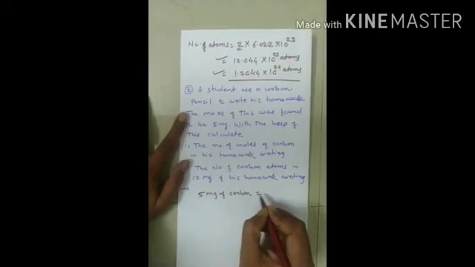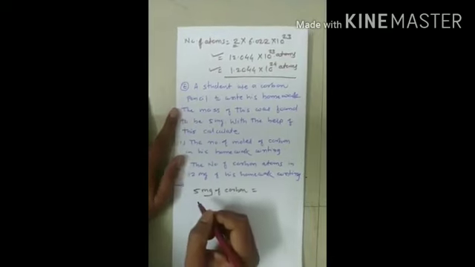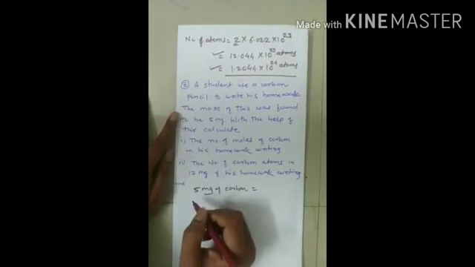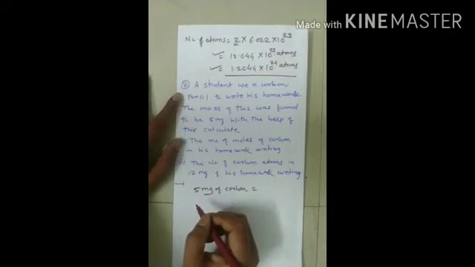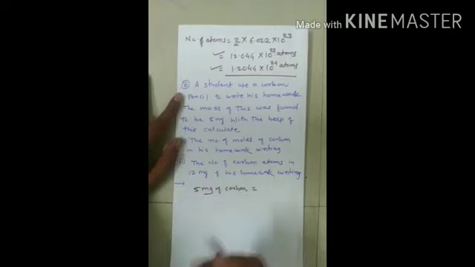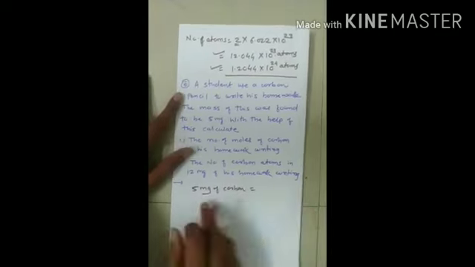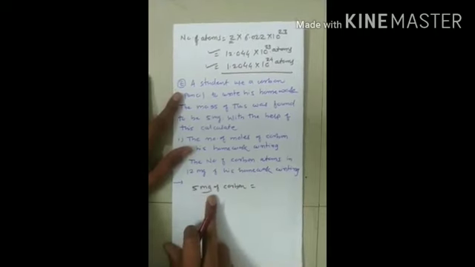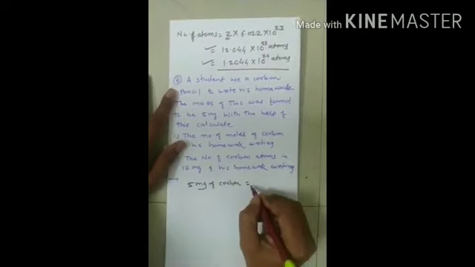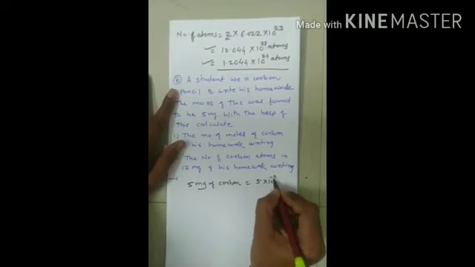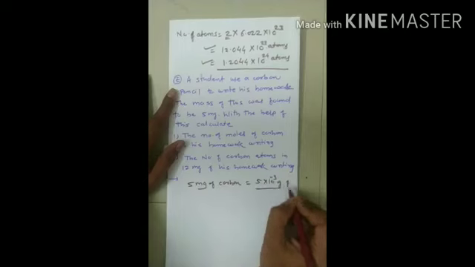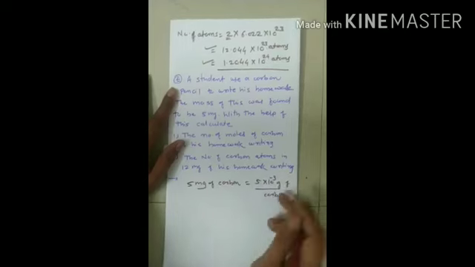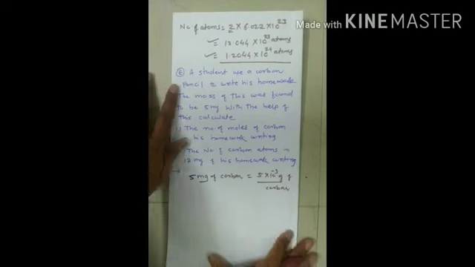We have to first convert it into grams. Generally we are going to get the molar mass in terms of gram, isn't it? It is not in terms of milligram. So we will convert this milligram into gram. 5 milligram of carbon means 5 into 10 raised to minus 3 gram of carbon. So we just convert the unit from milligram to gram.